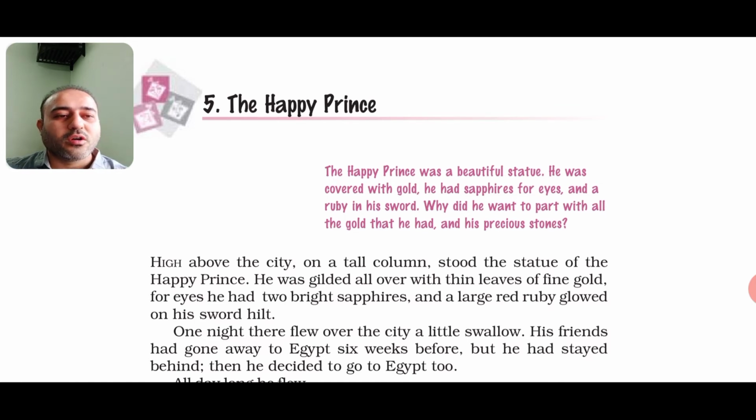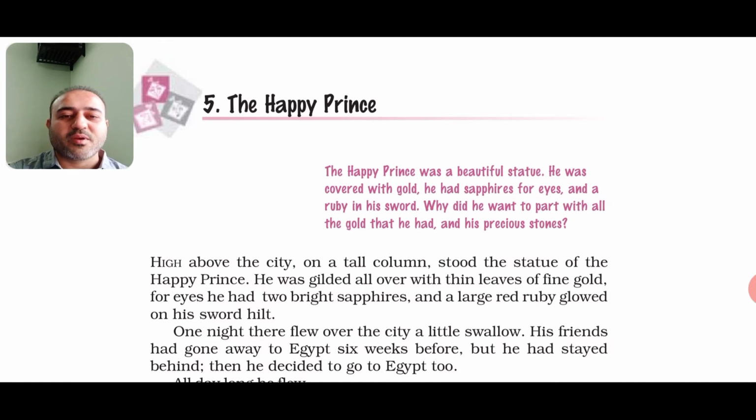The bird did not want to leave the statue now. Why? Because the statue had now become blind, because the sapphires which were placed in both the eyes of the Happy Prince were now removed and given away to the needy people. So the swallow didn't want to leave the Happy Prince because it had become blind. The bird now decided that as the Happy Prince has become blind, I will not go to Egypt and I will live here in the city and help out the Happy Prince.